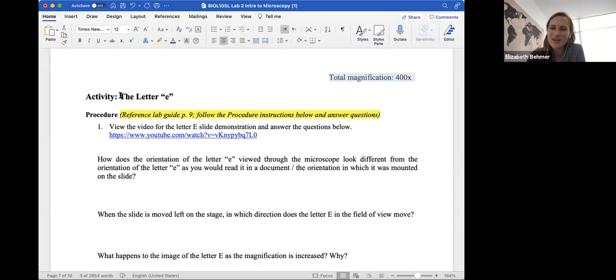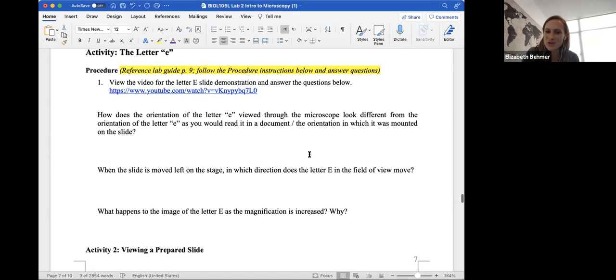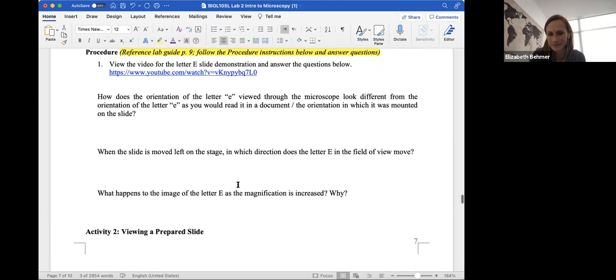You'll also be looking at the letter E. You'll be looking at a video for the letter E demonstration, and you're going to be answering some questions about what the letter E looks like underneath a microscope. And what this is getting you to answer is, when you write the letter E down on a piece of paper, it normally looks a certain way, but when you look at the letter E underneath a microscope, it's going to look different. And what this is trying to get you to understand is when you're looking at microscopic specimens underneath a microscope, they might be backward or inverted, and you'll be able to tell that when you look through the letter E slide demonstration.